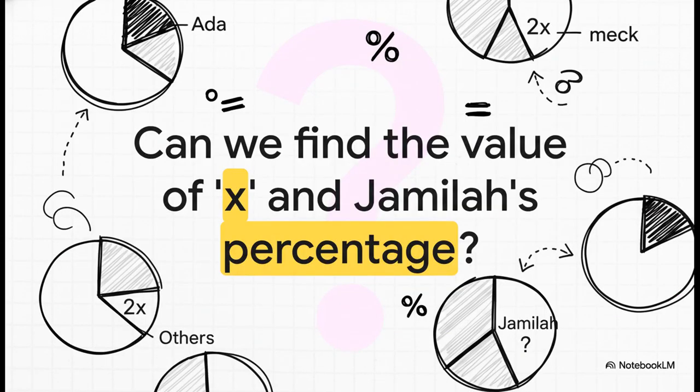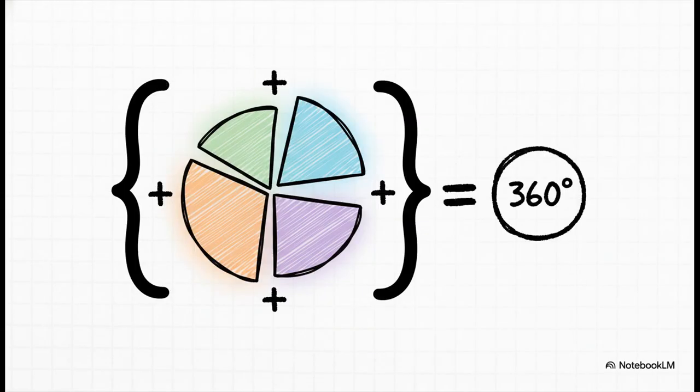So here's the puzzle. The angles for 2 of the sections are given as variables, 2x and x. So our job is to solve for x and then figure out what percentage of the total votes Jamila got. Now here's the key that unlocks this whole thing. All the angles in a pie chart have to add up to exactly 360 degrees. Once we know that rule, we can just set up a simple equation. We add up all the sectors we know, solve for our mystery x, and boom! We find out that x is equal to 40 degrees.